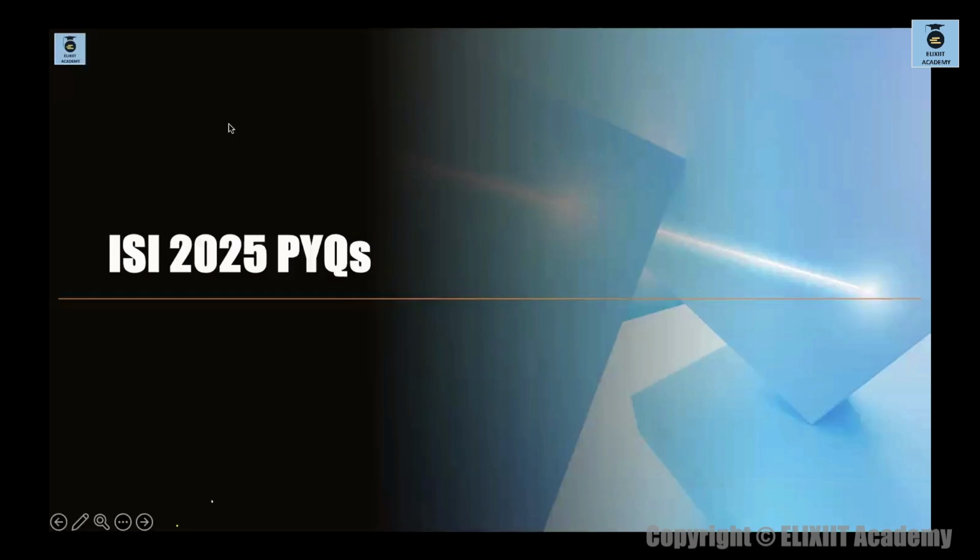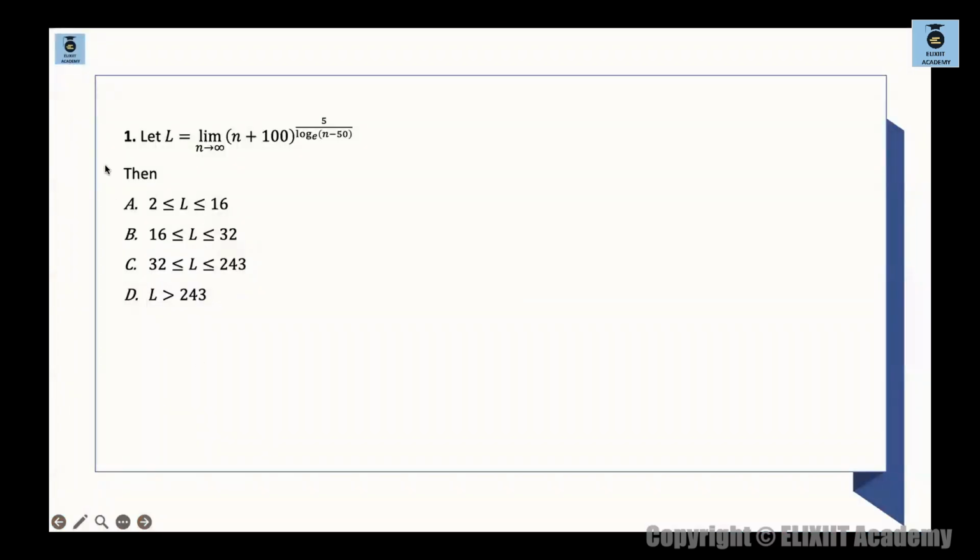Let us now start off with the previous year questions. Let us start off with this year only, 2025. Chalo, first question. The limit is given: limit n tends to infinity of (n plus 100) raised to the power of 5 upon log of (n minus 50) base c. And we have to find the value of L, technically the approximate value of L or some values of L.